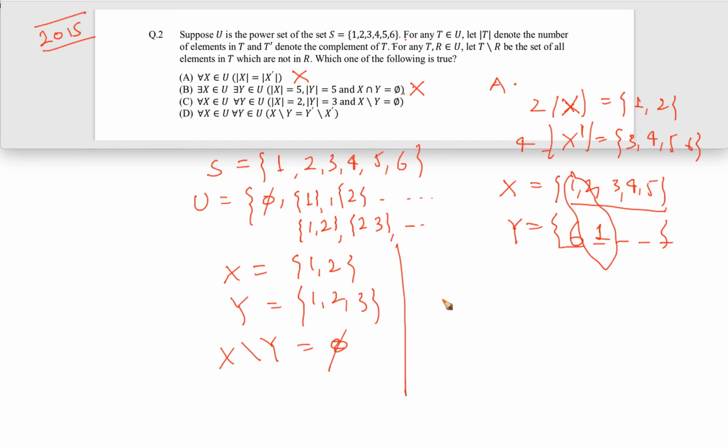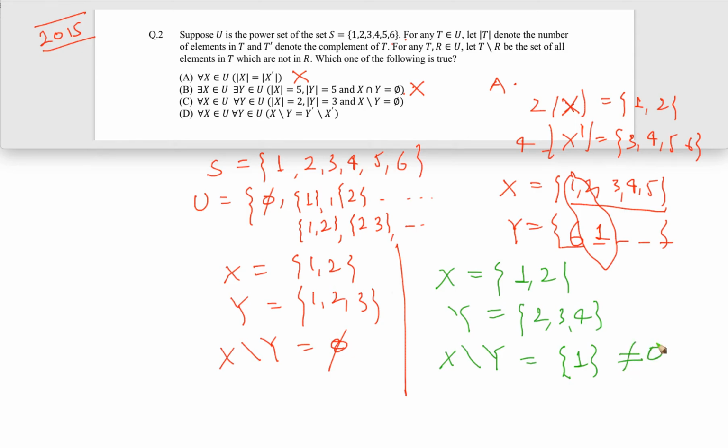But there can be some situation like this also, where x is, let's say, {1, 2} and y is {2, 3, 4}. In that case when you calculate x minus y, only 2 will be removed, but 1 will still be there. So 1 is there, which means it is not the empty set. So you cannot say that x minus y is always the empty set if such a situation is there.